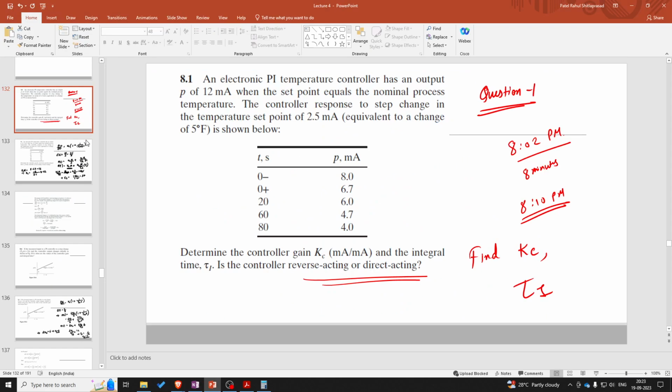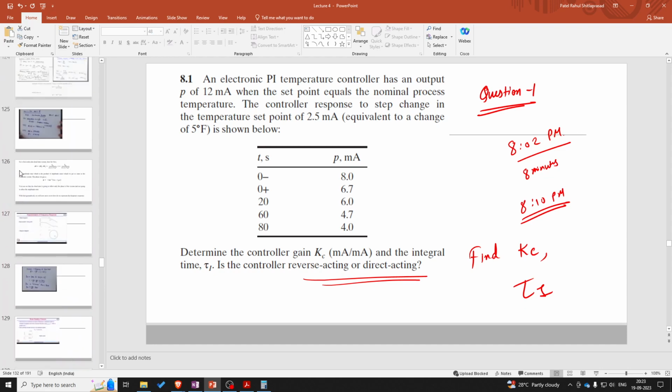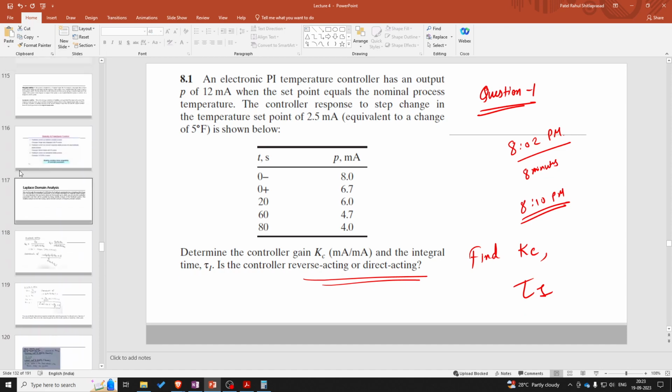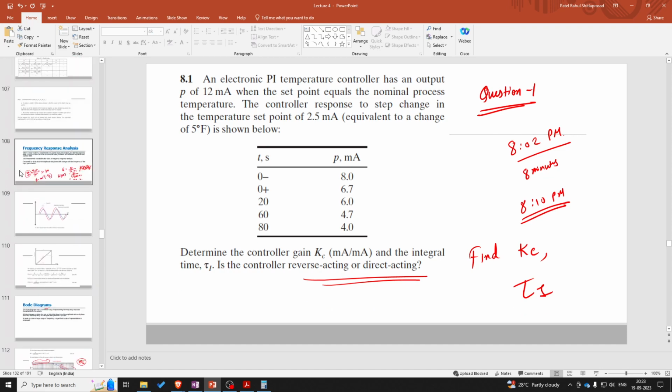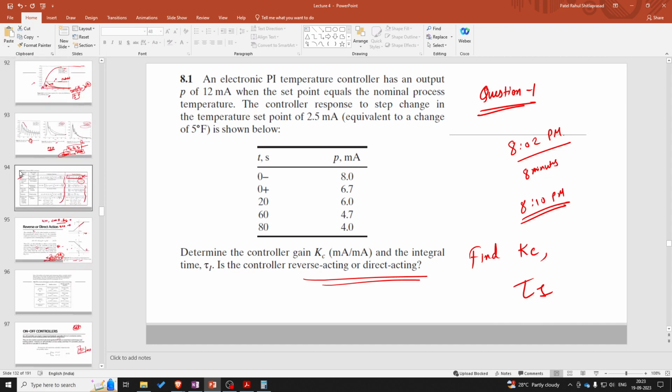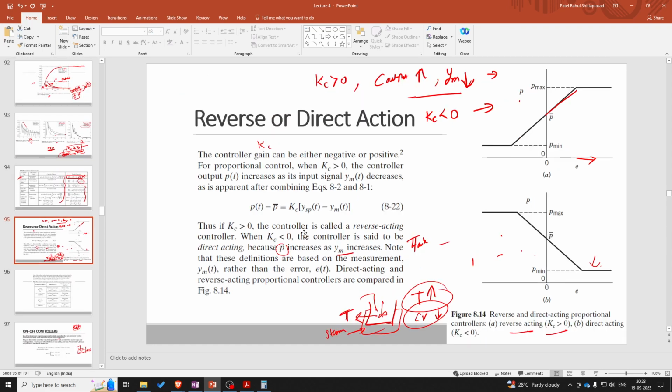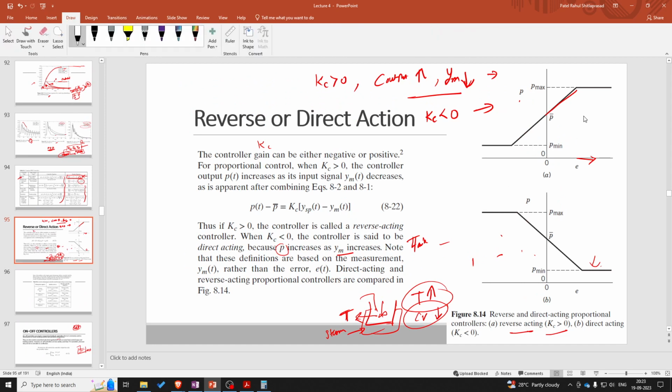Now we have also been asked whether the controller is reverse acting or direct acting. So we studied about reverse acting and direct acting in earlier slides. That is, we studied one plot. So over here, the first one was this. This is reverse acting, and this one is direct acting.